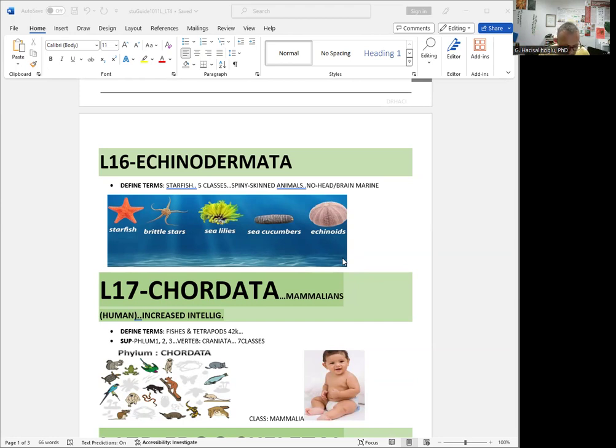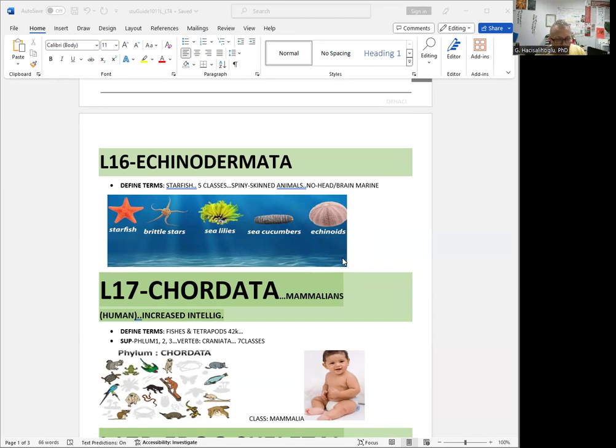And they are also spiny, don't forget. So echino means spiny skin animals. Class number 2, Ophiuroidea, like little stars. Class number 3, Echinoidea, which is like sea urchins. And class number 4, Crinoidea, sea lilies. And class number 5, Holothuroidea, which is sea cucumbers, which are the largest ones here.